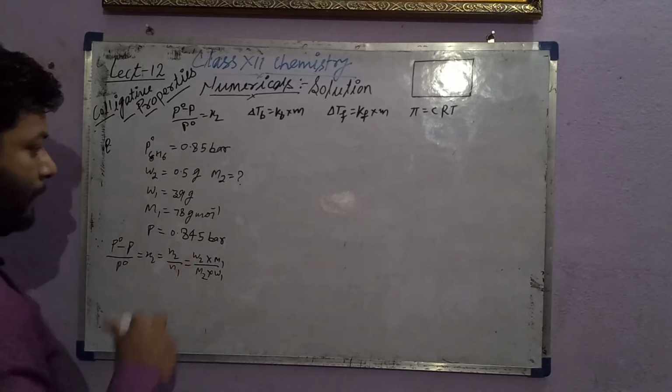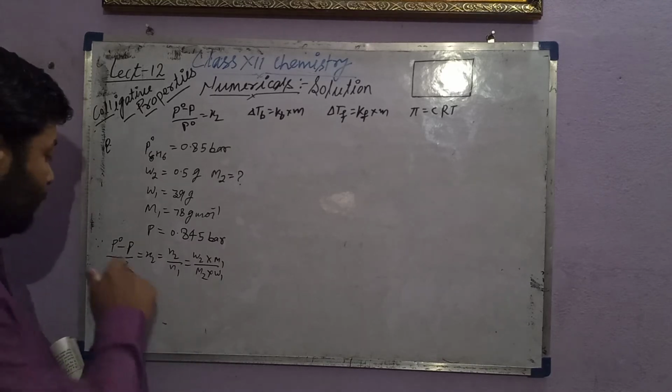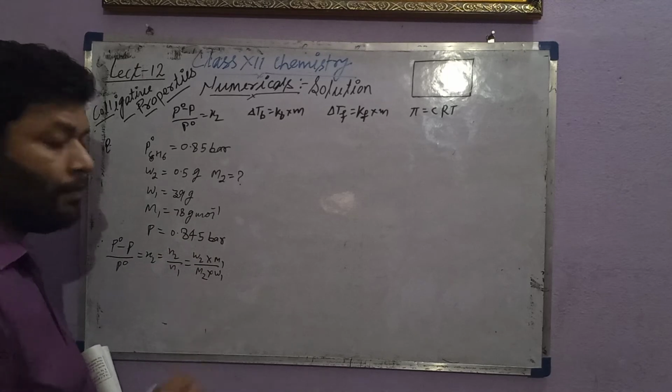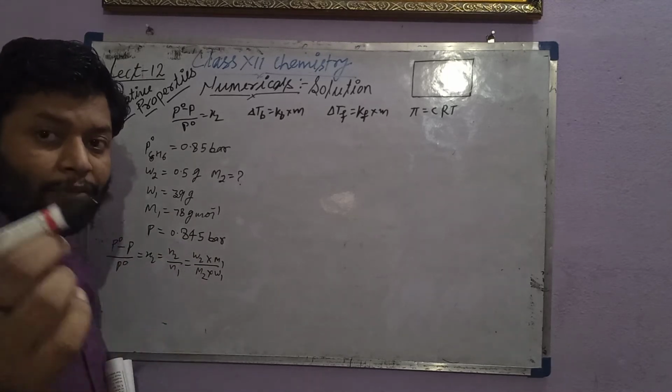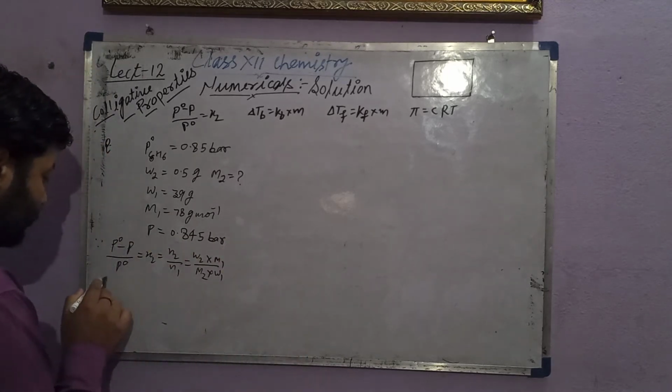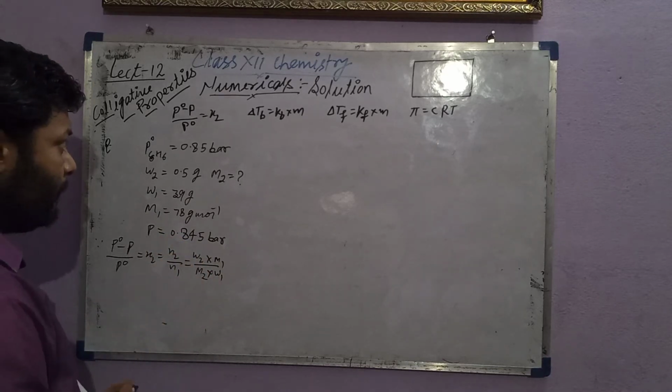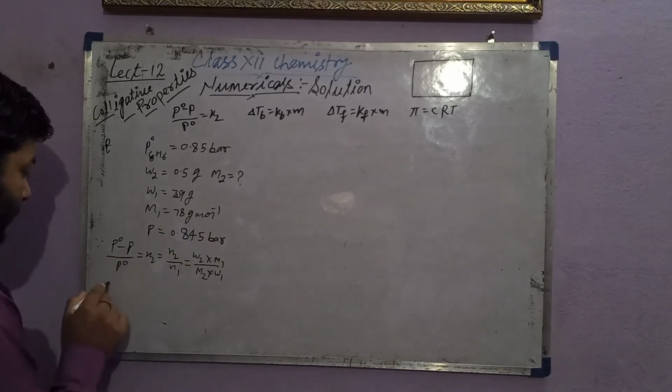So you can just put the values, and P naught minus P will be 0.850 minus 0.845. So what will be the value? Just tell me. I think 0.005. So P naught minus P will be 0.005.